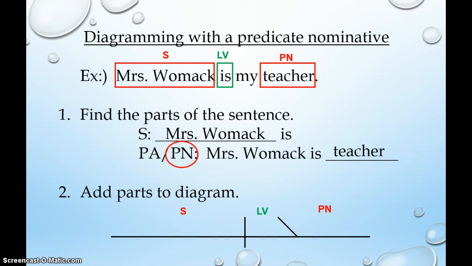Now we simply add our parts to the diagram. Our linking verb is, our subject is Mrs. Womack, and our predicate nominative is teacher.